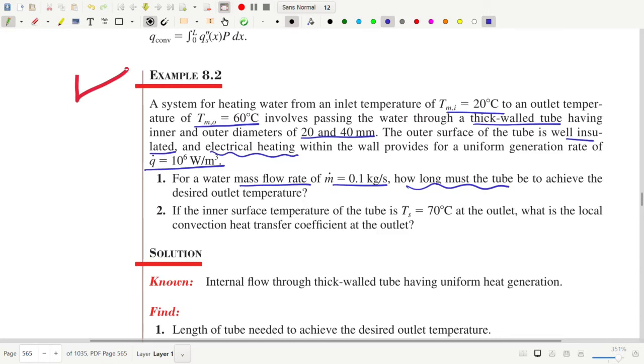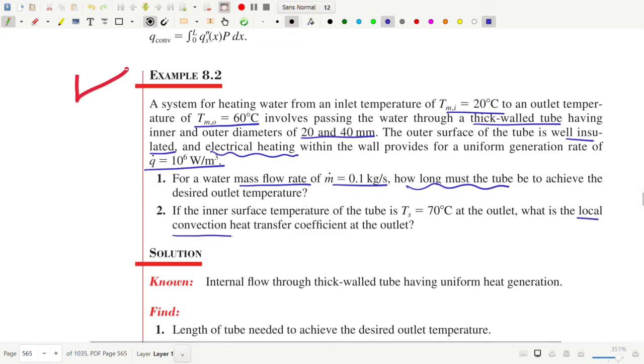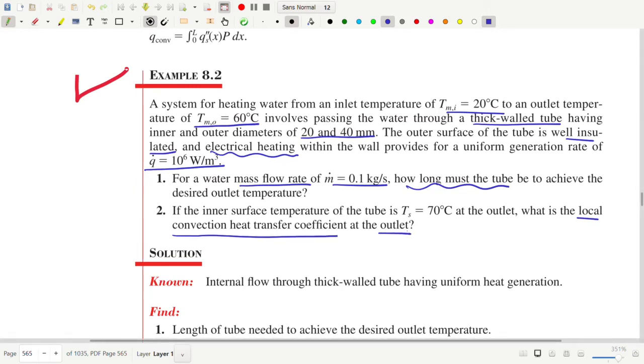As we increase the length, it will give more time for the water to contact the heater and extract energy out of it. So we have to find that minimum length at which we can achieve this 40-degree increase in the temperature. That's the first part. And the second part is that we have to find the local convection heat transfer coefficient at the outlet of the pipe. Now that we have found the length, we have to find the outlet local heat transfer coefficient given the surface temperature at the outlet of the pipe. So let us proceed.